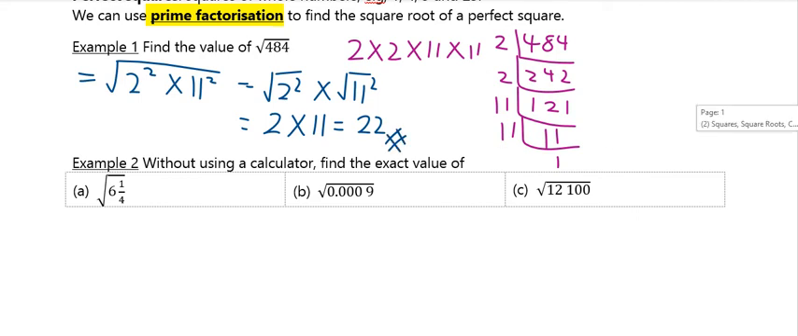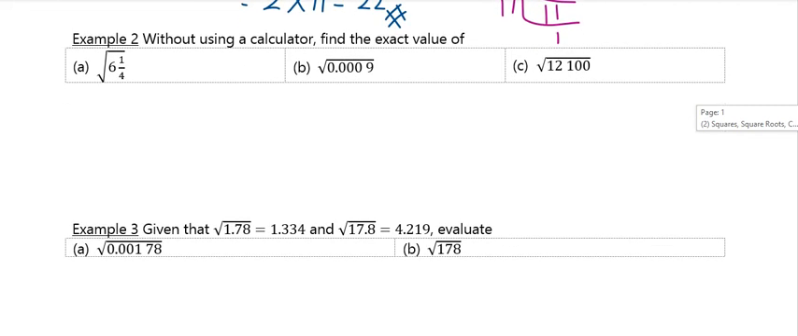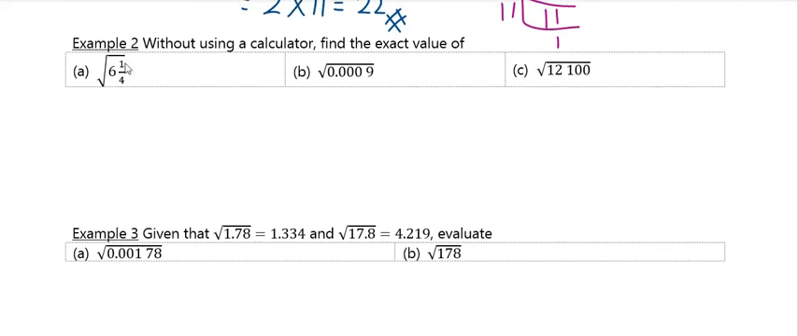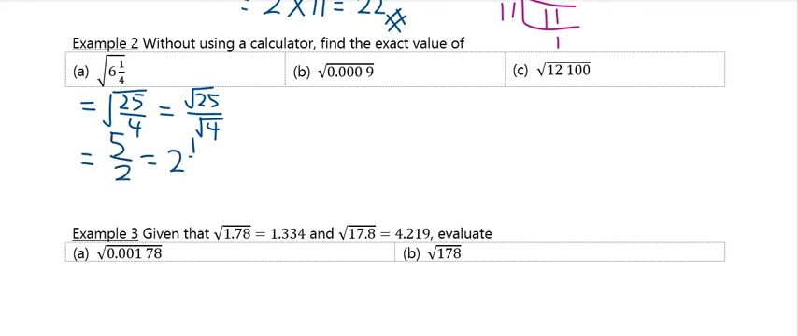Apart from prime factorization, you will also encounter something like example number 2. Here you will mostly have fractions. For the first one, express this as a mixed number: multiply 6 times 4 is 24, plus 1 will be 25 over 4. You can separate them, 25 over 4, all under the square root. So here you will get 5 over 2 or 2.5. It doesn't matter which answer you choose.